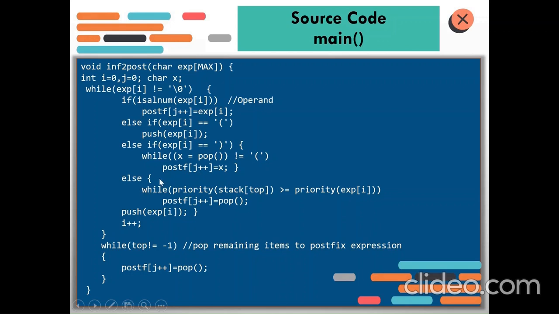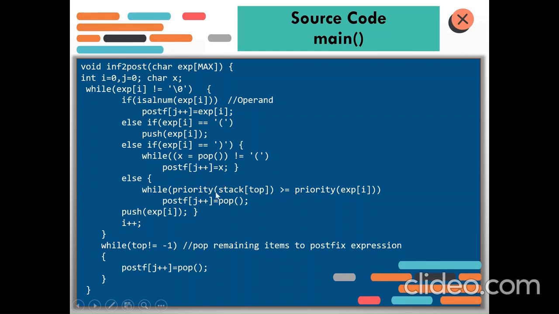Now the last else here is basically when we encounter an operator. So for operators, we are checking the priority. If the priority of the stack top, meaning what is at the topmost position of the stack, is greater than or equal to the priority of the current input symbol from the infix expression, then we will do a pop operation. That means we will remove the item from the top of the stack and push it in the postfix expression. And since this is a while loop, this would go on till this condition comes out to be false, right? So what about this priority function?